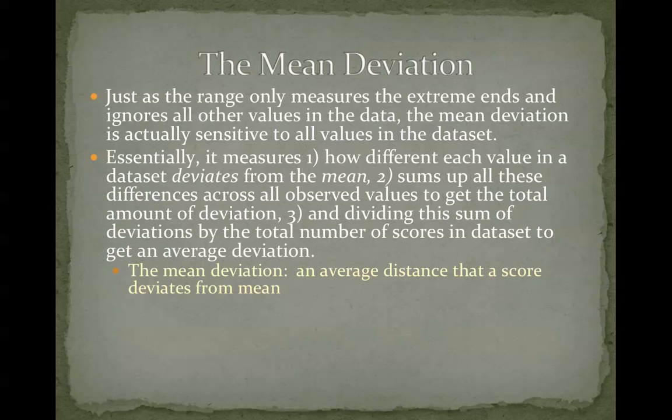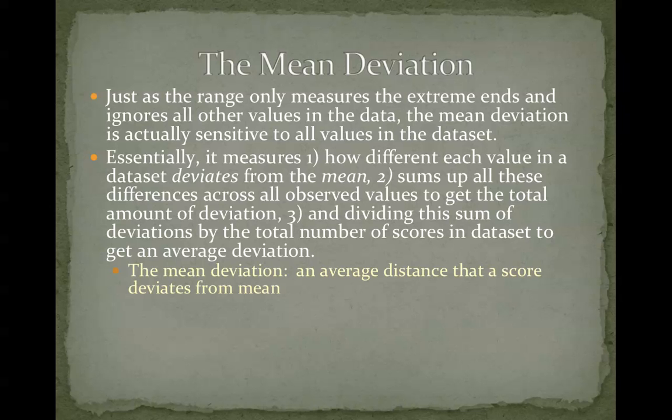So just as the range only measures the extreme ends and ignores all the other values in the data, the mean deviation is actually sensitive to all the values in the data set. So in that respect, it's much better than the range. The mean deviation looks at basically how much the values you're seeing deviate from the mean, which is why it's called the mean deviation. How much they are different from the mean.